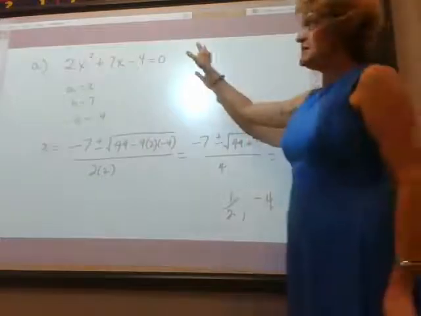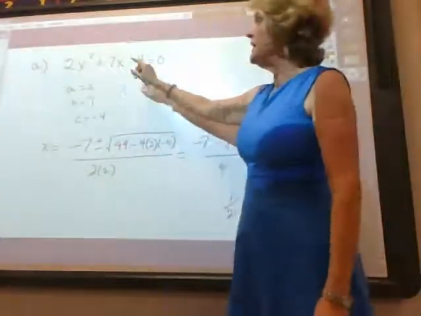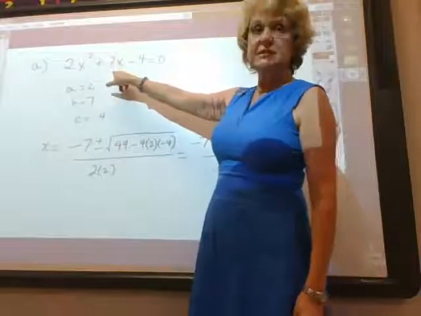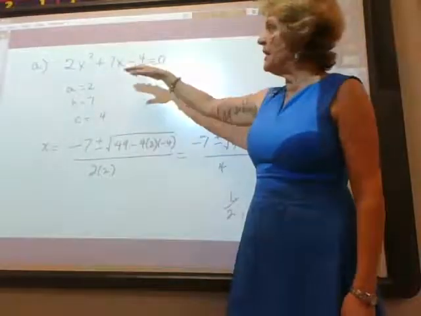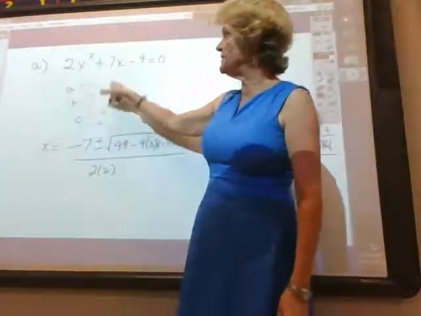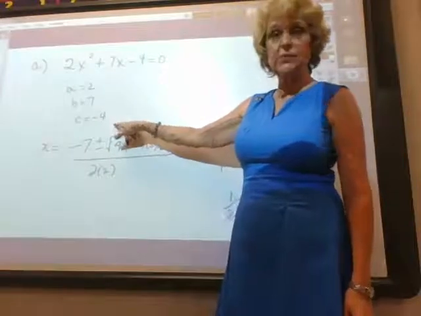So hopefully you set it equal to 0. You got 2x squared plus 7x minus 4 is 0. So your A is 2, your B is 7, and your C is -4.